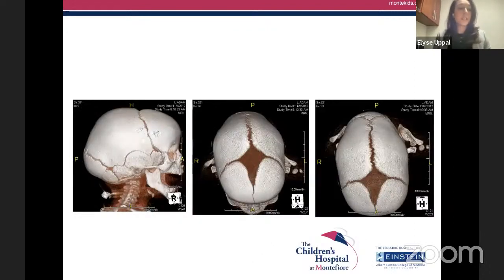So here's a CT scan of a normal infant skull. And here you can see in the middle, there's a wide open anterior fontanelle. And then coming off of it, you can see the sagittal suture, you can see both coronal sutures and the metopic suture, and all of those are patent, they're wide open.